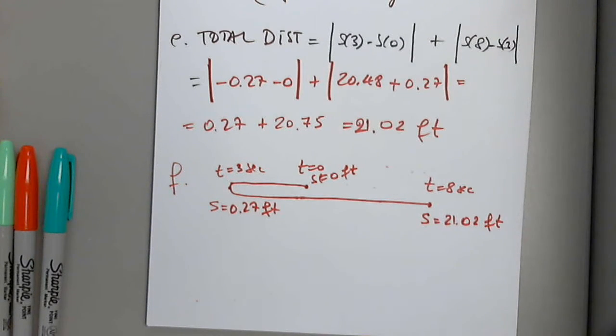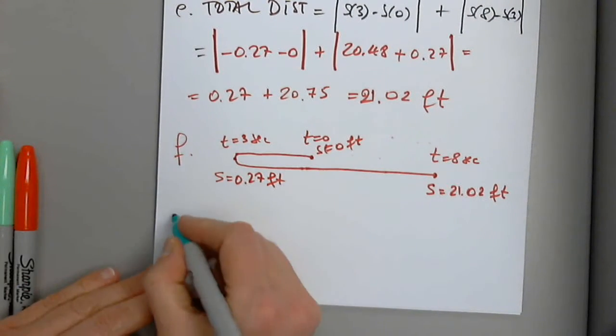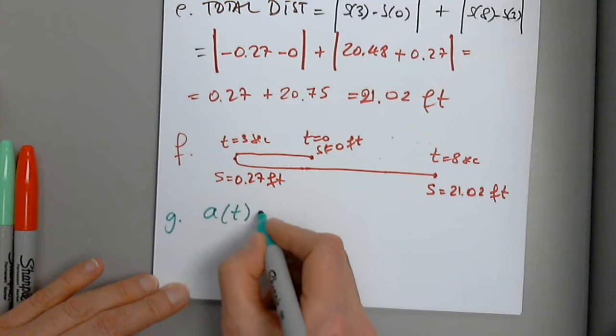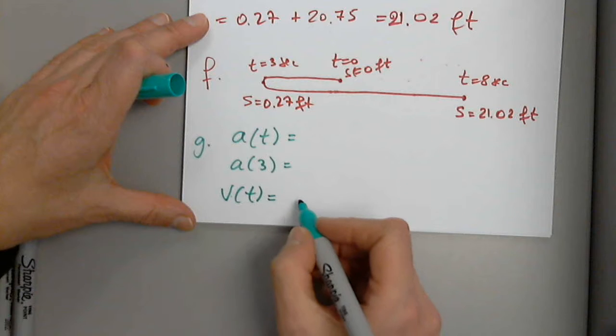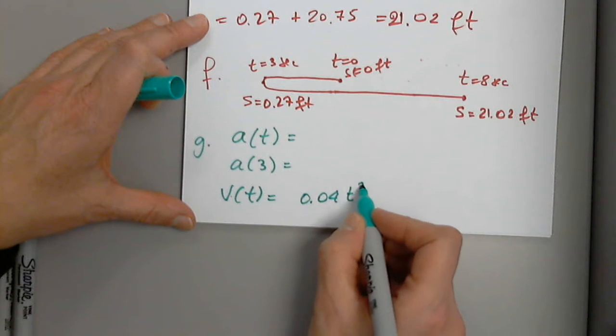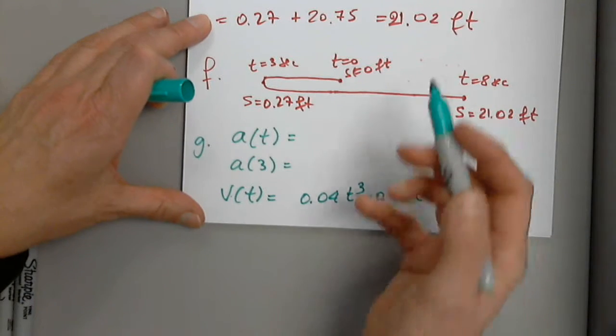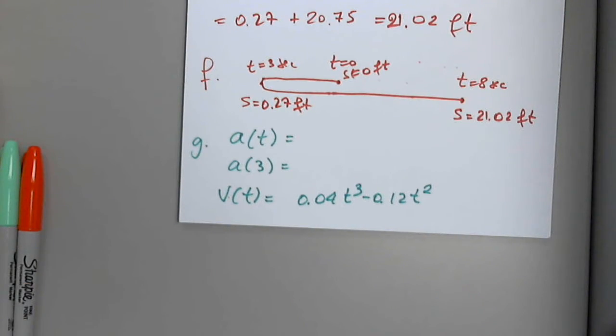Okay, G, find the acceleration at time t, and then we want the acceleration at 3 seconds. Can anyone give us the velocity? I don't have the velocity. I have to go back to the notes. What was the velocity? The velocity was, yes, so let's copy the velocity: 0.04 t cubed minus 0.12 t to second power. I had the function. I could have just determined it.